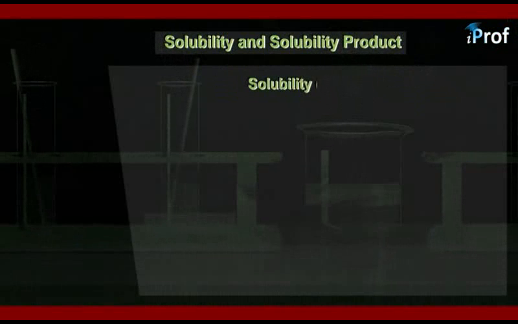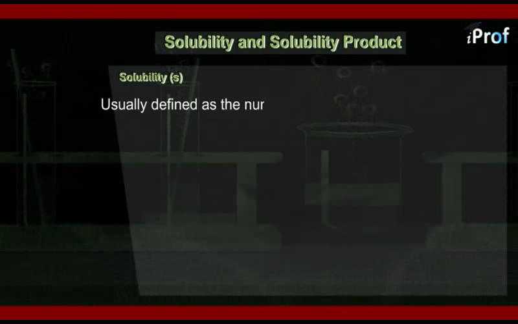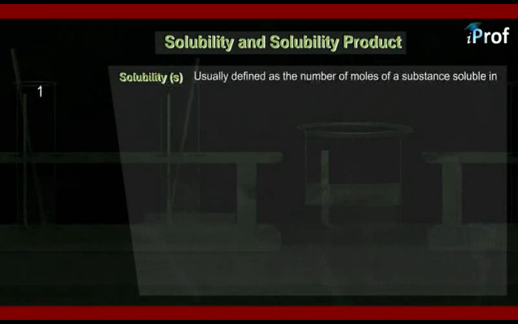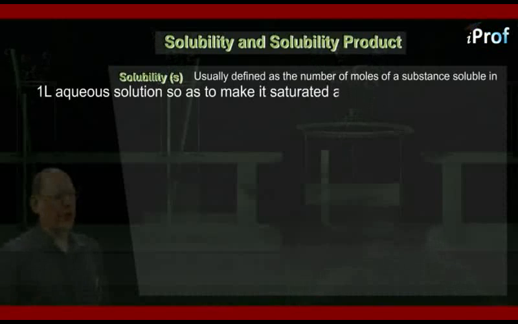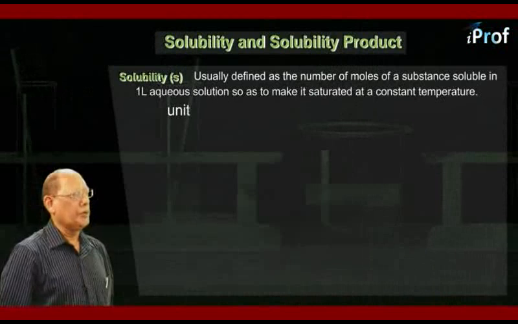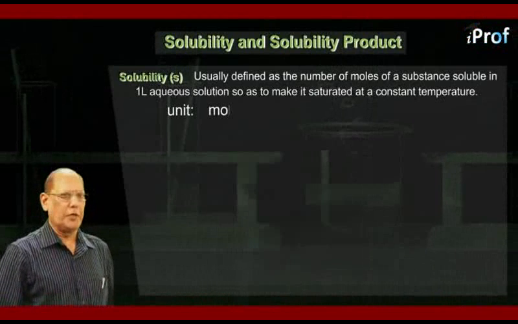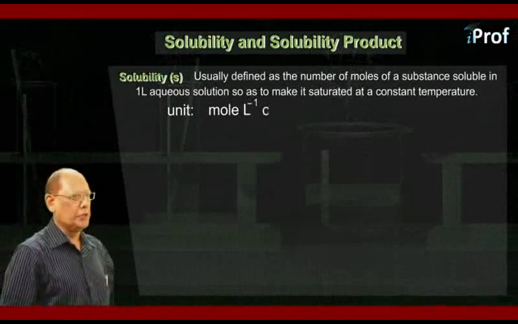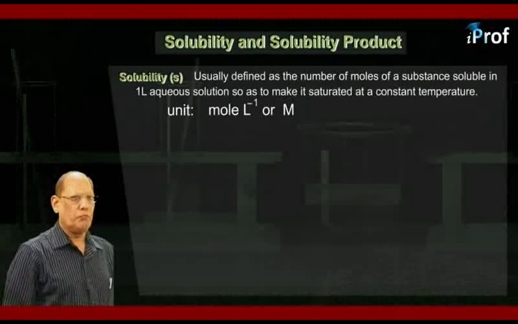Solubility S is usually defined as the number of moles of a substance soluble in 1 liter aqueous solution so as to make it saturated at constant temperature. The unit of solubility is nothing but the unit of concentration, that is mole per liter or capital M.